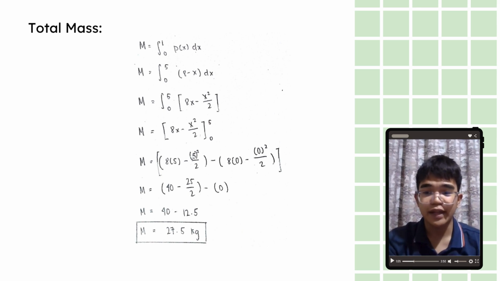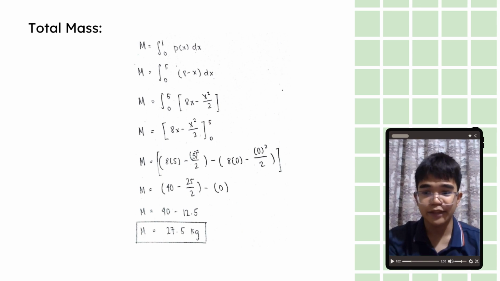M equals the integral from 0 to L of p of x dx. Since we now know our p of x and the interval is 0 to 5, we have m equal to the integral from 0 to 5 of 8 minus x dx. We calculate its antiderivative using the constant rule and power rule. We have 8x minus x squared over 2.